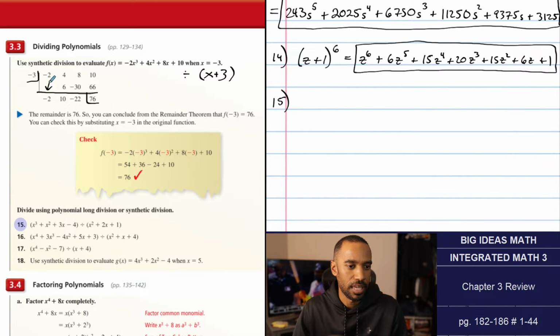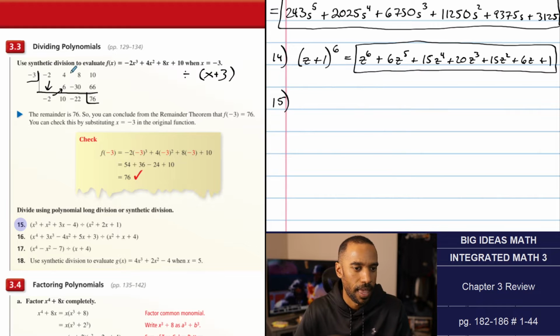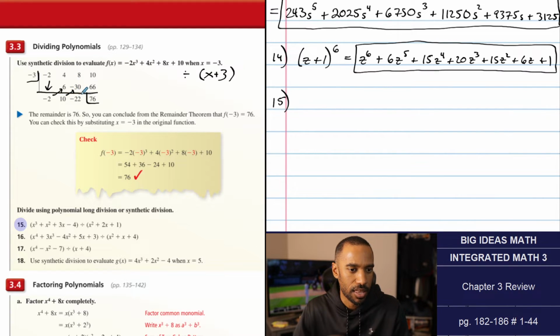Now we're going to bring down the negative 2 multiplied by negative 3. Negative 2 times negative 3 gives you 6. Add these together to get 10. Multiply that by negative 3 to get negative 30. Add these together to get negative 22. Multiply those by negative 3 to get 66. Add these to get 76. You divided a cubic by a linear, so you're left with a quadratic. This is now your quadratic term. This is your linear term. This is your constant term. And 76 is your remainder.